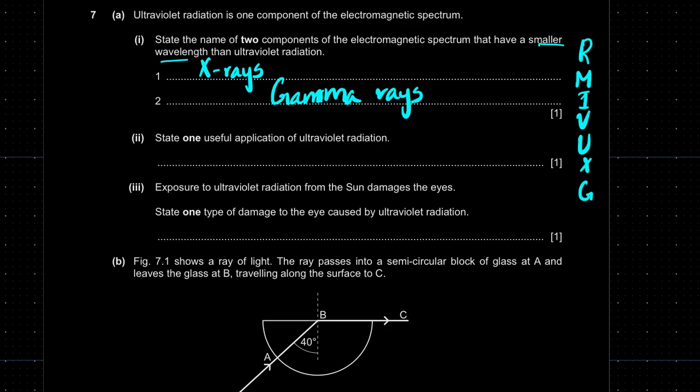State one useful application of UV radiation. It's used in security marking, detecting counterfeit bills, and tanning, and sterilizing. Exposure to UV radiation from the sun damages the eyes. This is because of the ionizing effect of UV radiation. State one type of damage to the eye caused by UV radiation. Very straightforward: cataracts in the eye.